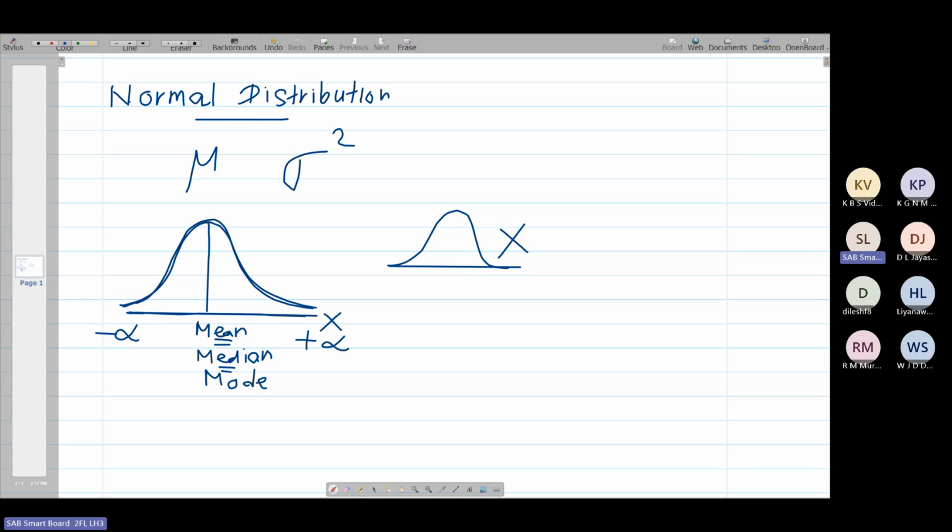Understood? The normal curve does not touch the x-axis. It means there is no end point.